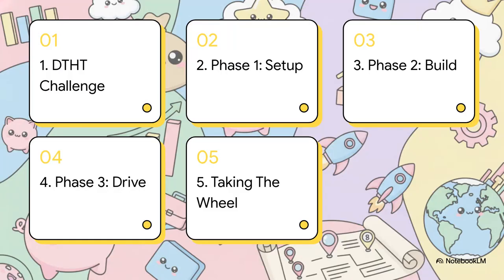So here is our itinerary for today's journey. First, we'll get into the DTH challenge explained, then phase 1, the setup, after that phase 2, the build, followed by phase 3, the drive, and finally, taking the wheel.